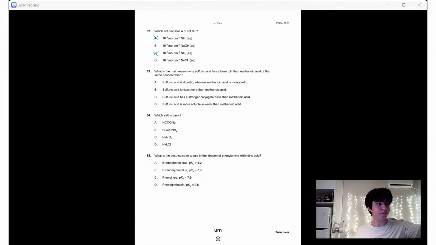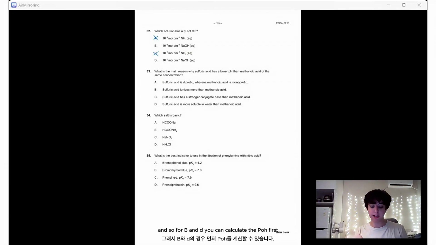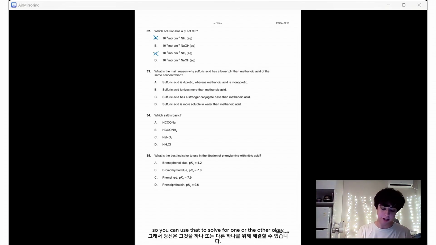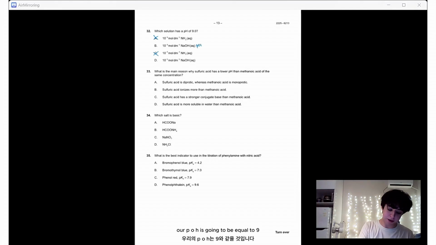So for B and D, you can calculate the pOH first and then subtract it from 14, because pOH plus pH is going to be equal to 14. So you can use that to solve for one or the other. In this case, for B, our pOH is going to be equal to 9, so it's just negative log of 10 to the negative 9, and that's just going to be equal to the exponent. Meanwhile, 14 minus 9, I can't do math in my head, but that's 5, right? I have to check myself. 14 minus 9. Oh, thank God it is 5. That'd be really embarrassing if I did that wrong on camera. Anyways, so that one's not right.